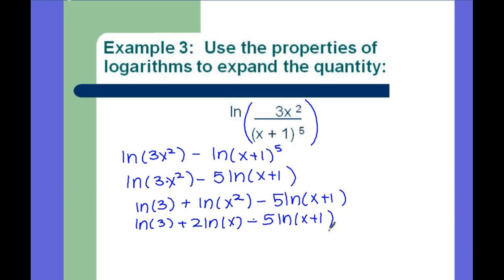You cannot separate that x plus 1 because that is addition inside the natural log, not multiplication. So a lot of us want to take that addition and turn it into something else. You could not change the natural log of x plus 1. Again, you can shorten the steps too. I was just trying to take it slow and show you line by line.